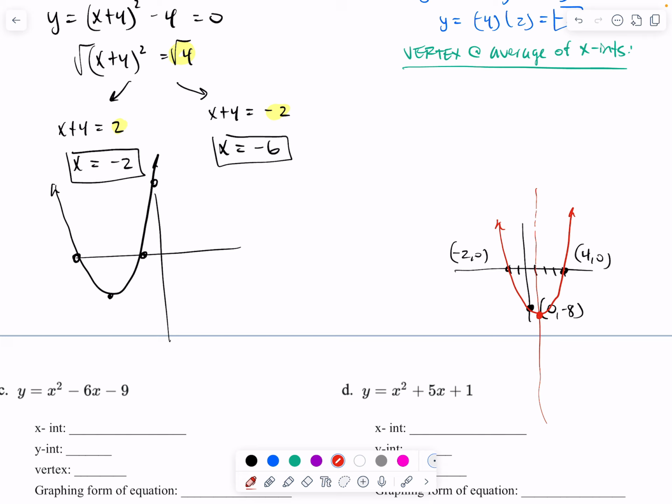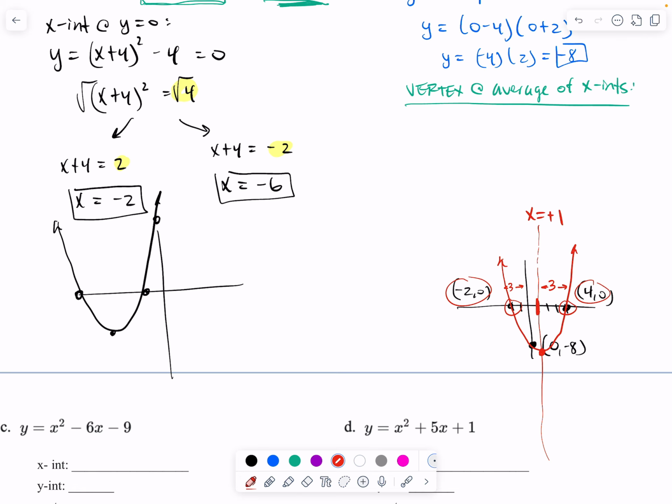So the vertex is going to be right in here. I need to find the halfway point between here and here. And I can tell by looking at it that it's 6 units across. So it's going to be 3 this way, and 3 this way, because -2 and 4 are 6 units apart. So I'm just going to go 3 units to the left of 4 and 3 units to the right of -2. And I will see that this is the line x equals 1. So that's what this value is here. Okay, so that means the x-coordinate of the vertex is going to be at 1, and then I want to figure out what the y-coordinate is.